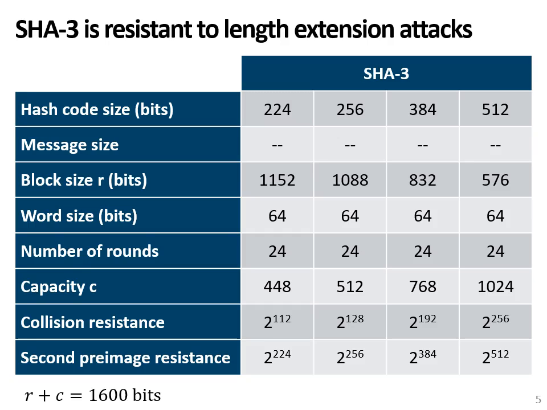However, each flavor is characterized by two parameters: the block size R in bits and the capacity C, also in bits. R plus C always equals 1600 bits. The security of the algorithm is dependent on the size of C, so the larger C, the more secure the algorithm.